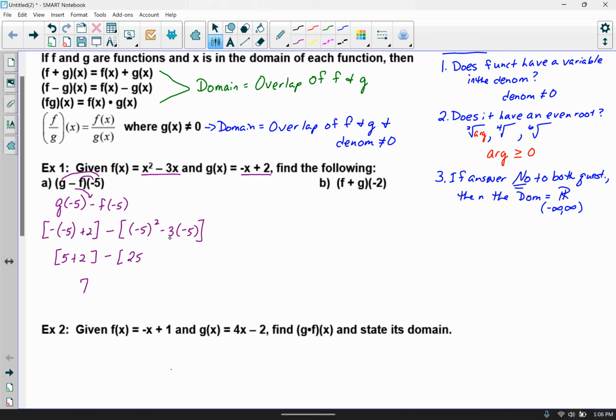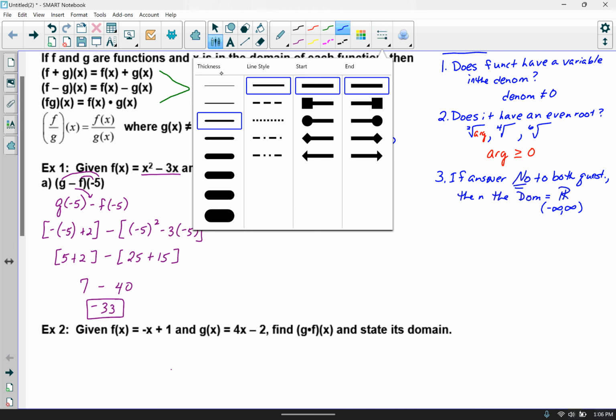And then here on the back end, -3 times -5 gives me a +15. All right, so I'm bringing down my minus sign. 25 plus 15 lands me at 40. Now I can clean up one last time. 7 minus 40 will get you a -33. Final answer.